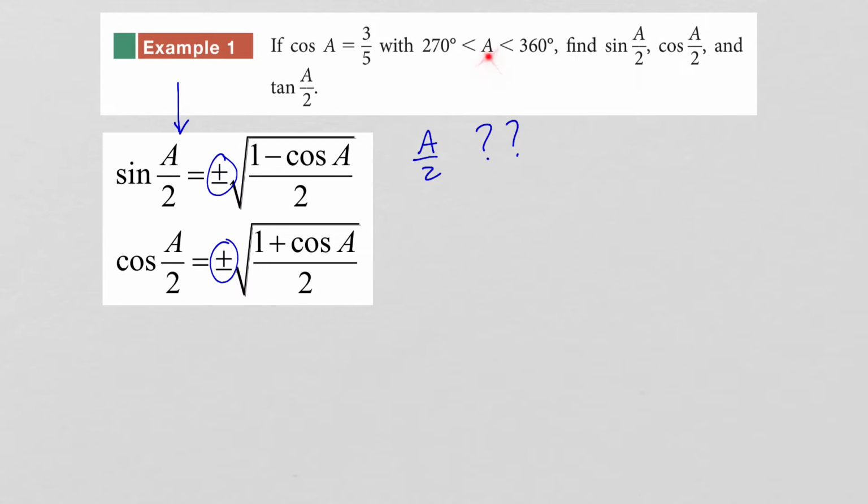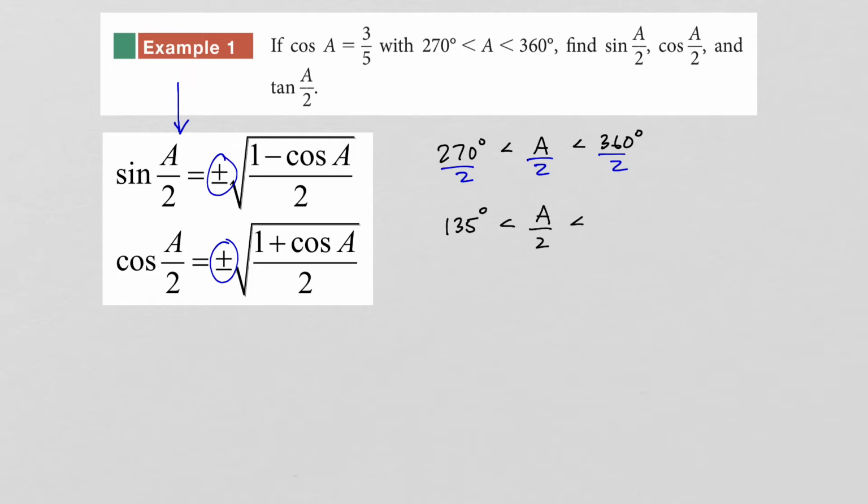They tell us that angle A is between 360 and 270. So we can use that to figure out where a over 2 is. If A is in between 270 degrees and 360 degrees, notice that if I divide everything by 2, we find out that A over 2 is in between 135 degrees and 180 degrees. And that means that A over 2 belongs to the second quadrant, right? Because if an angle is between 135 and 180, it must be in the second quadrant.